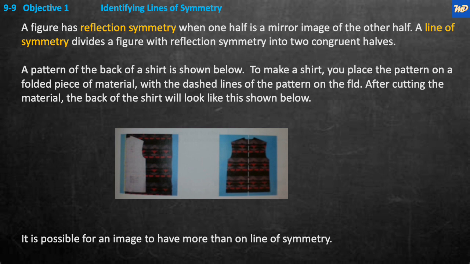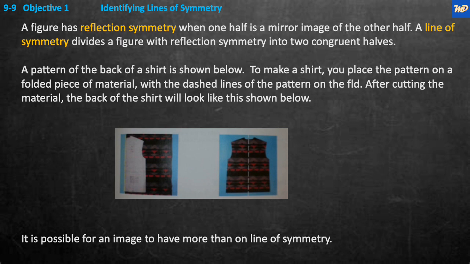Objective 1. Identifying lines of symmetry. A figure has reflection symmetry when one half is a mirror image of the other half. A line of symmetry divides the figure with reflection symmetry into two congruent halves. I know it's a lot of talking about reflection and lines, but I think we'll see it as we move along here. A pattern of the back of a shirt is shown below.